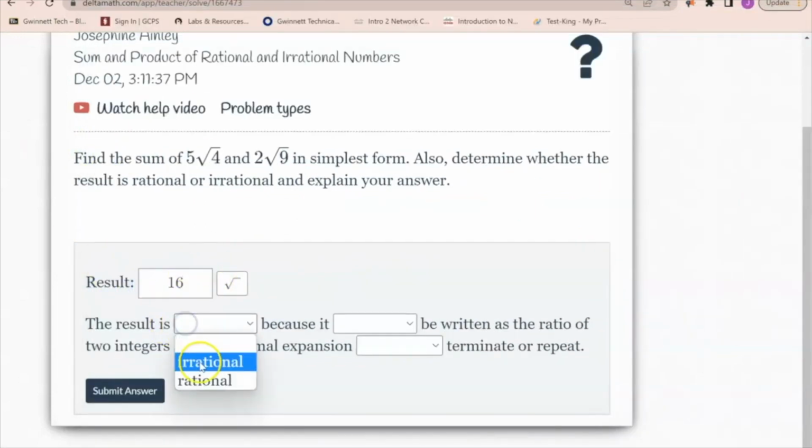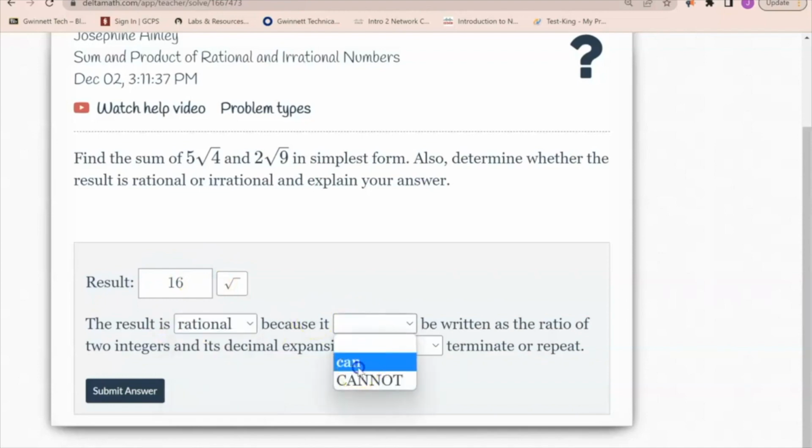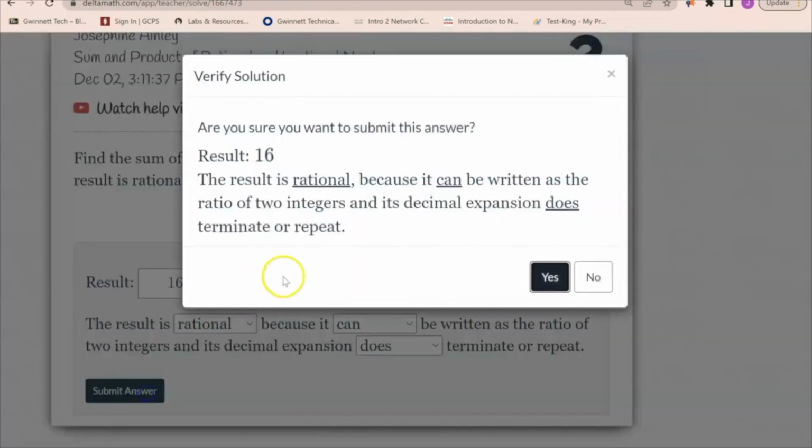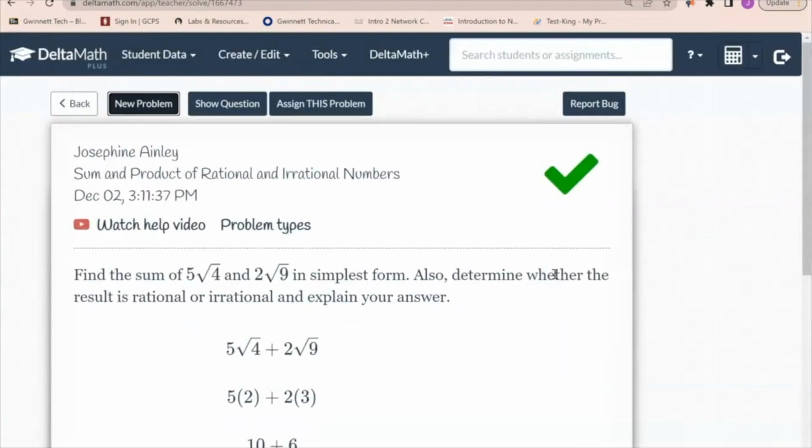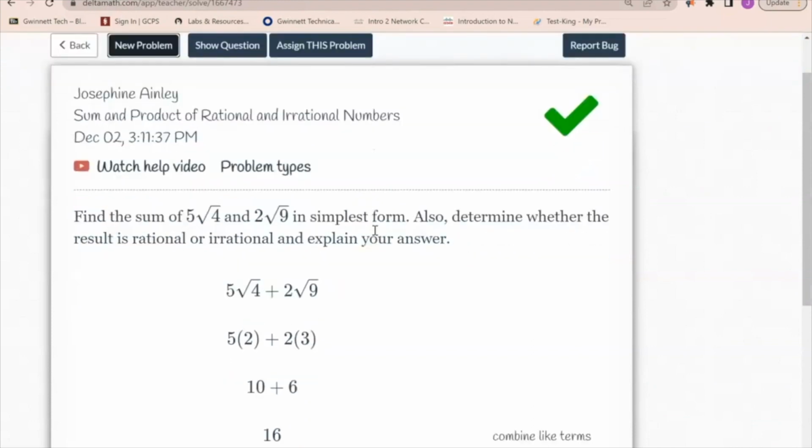Yes, this is rational because it can be written as a ratio of 2 integers and its decimal expansion does terminate or repeat because it's 16.0. So again, the 3 things that have to be true about rational or irrational numbers is they can be written as a fraction of integers, the decimal terminates, or the decimal repeats. If it doesn't do one of those things, then it's irrational.